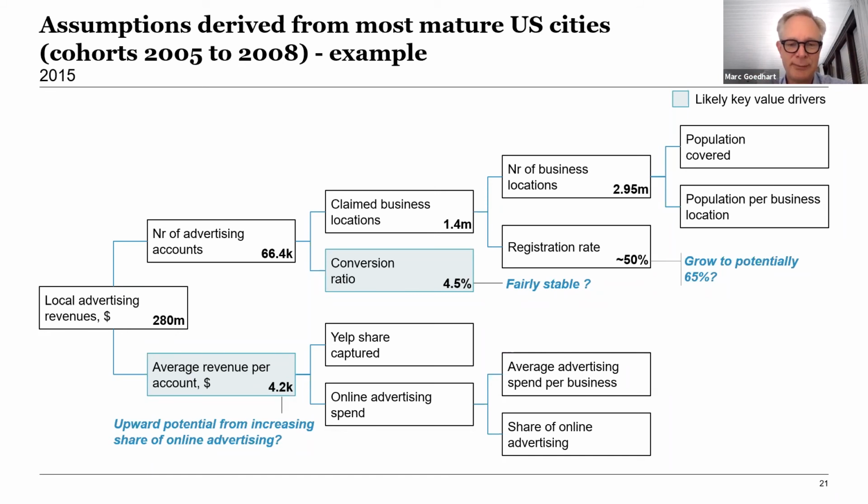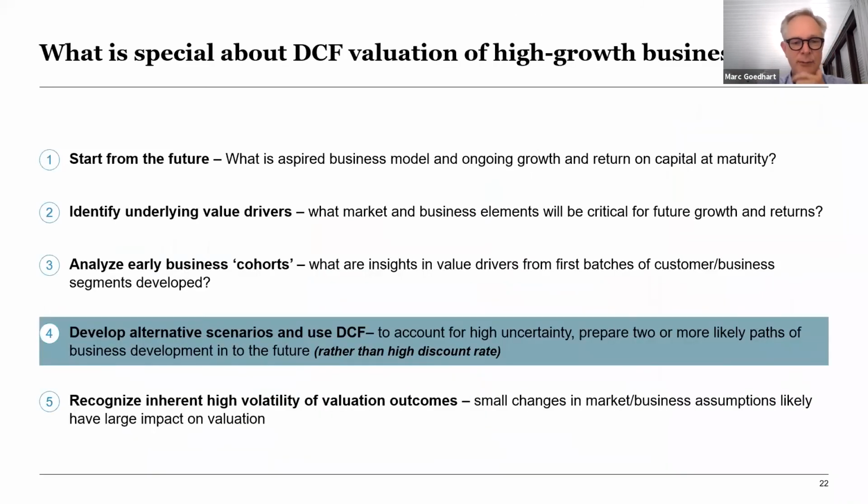Very informative, not just for the analysis, right? What is the real performance of this company when I look at the individual cohorts, but also for the valuation, because the early cohorts might give you a better read on what the growth rates, the market shares, and the margins, or in this case, the conversion ratio and the ARPU for Yelp in the long term would be. So think of cohorts. The fourth is develop alternative scenarios.